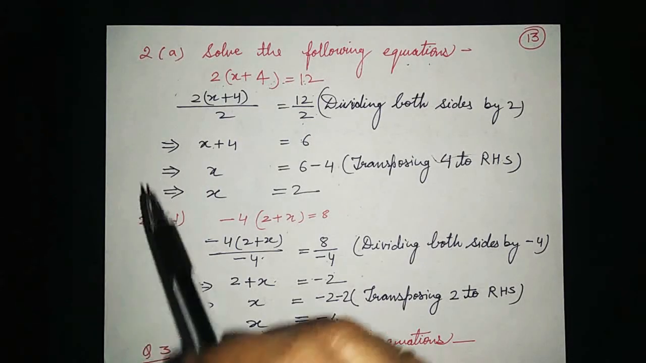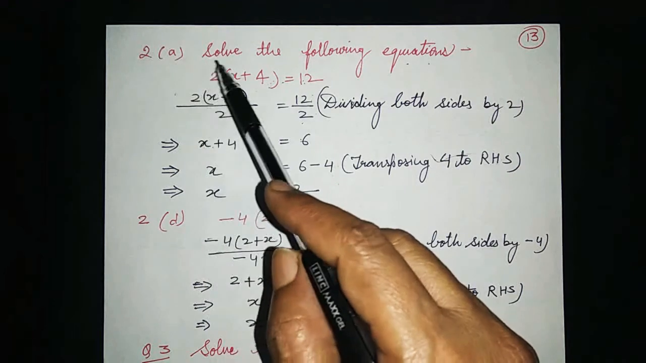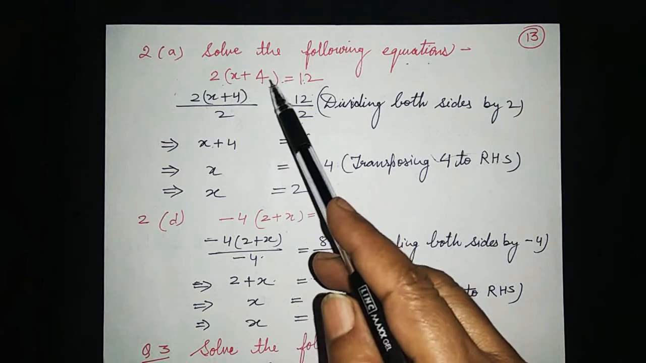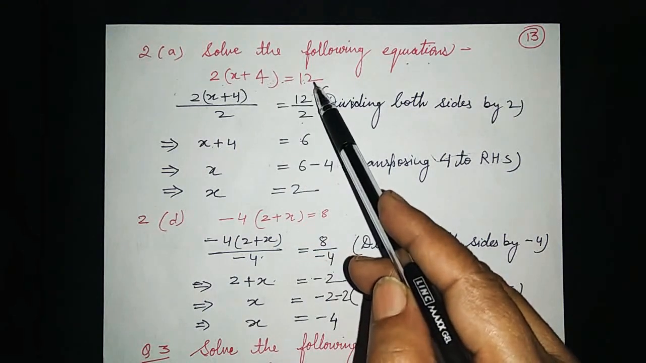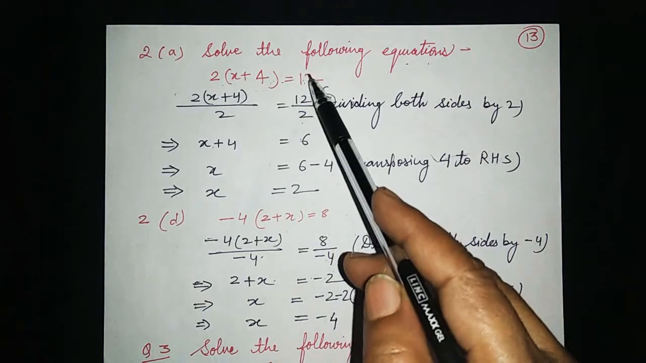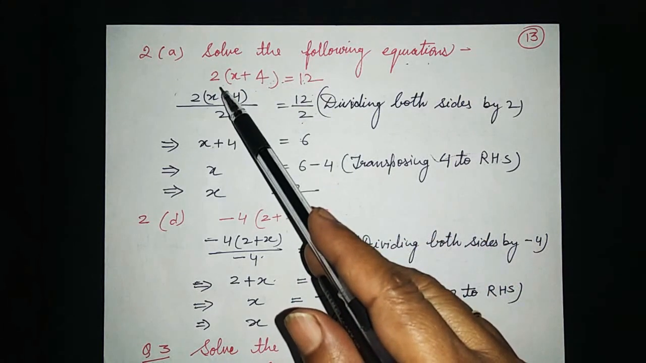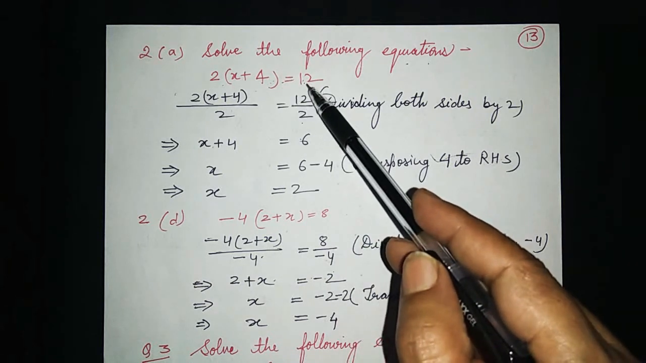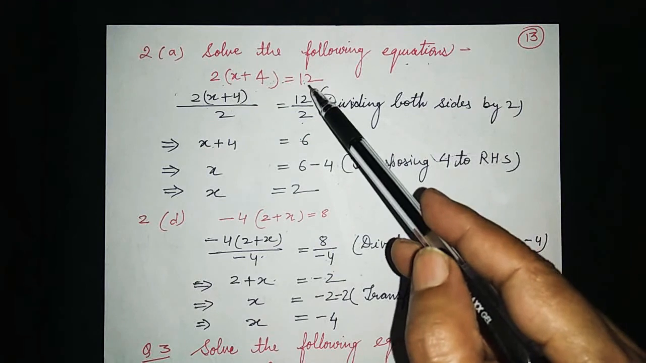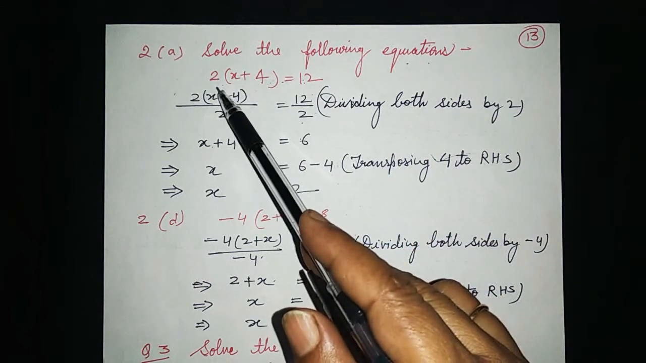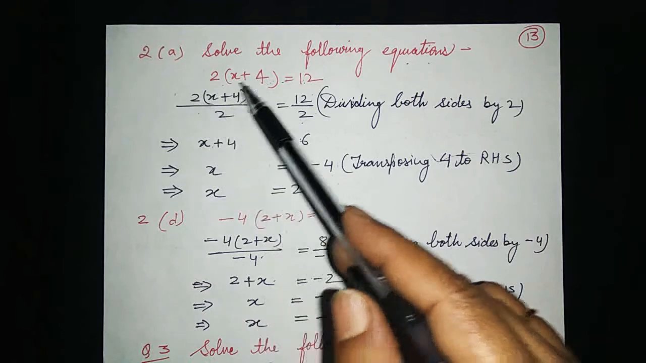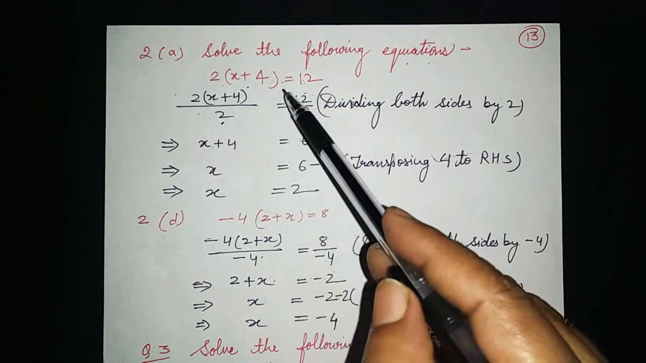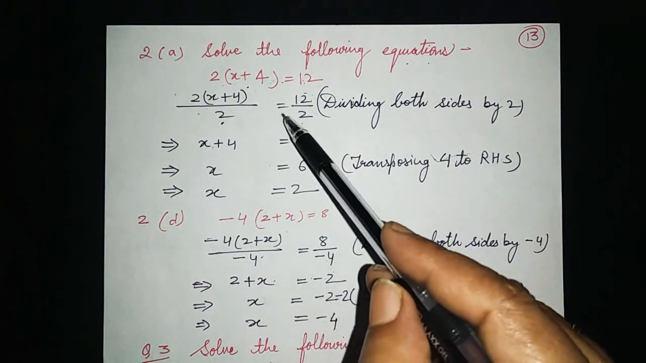Now children, see the A part question number 2. Question is solve the following equations. The equation is 2 into x plus 4 is equals to 12. Here in this equation you can see 2 we are multiplying here with x plus 4 and it is equals to 12. To solve this equation, as you can see that 2 is in multiplication with this, so we will divide both the sides by 2.